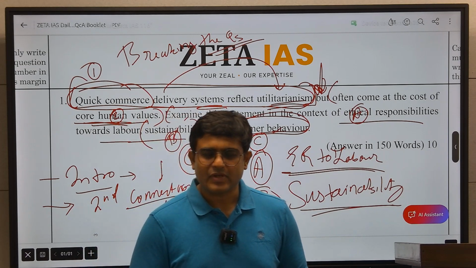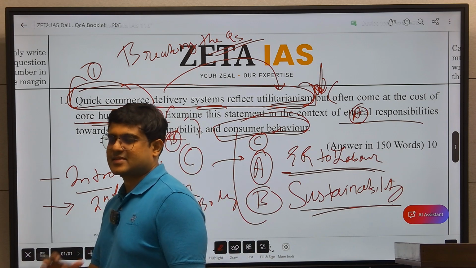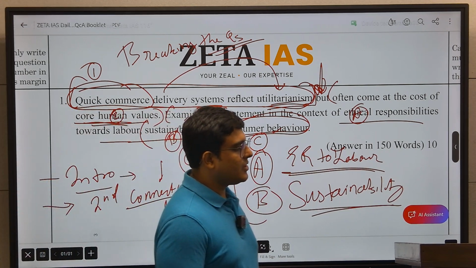Okay. So on these lines you have to write. So try to connect with ethics. The question is in ethics, not in GS3. Okay.